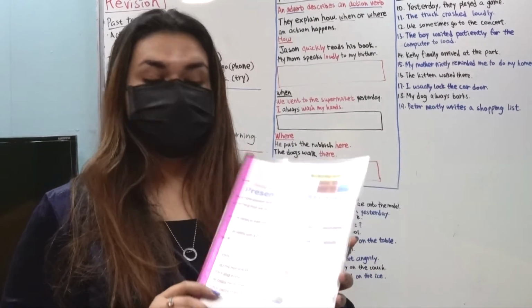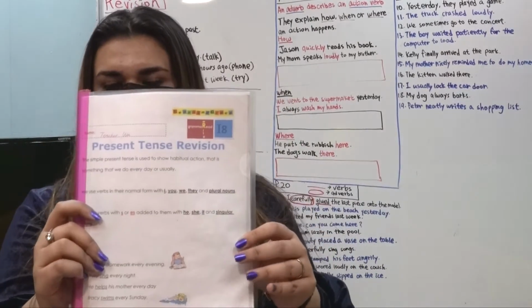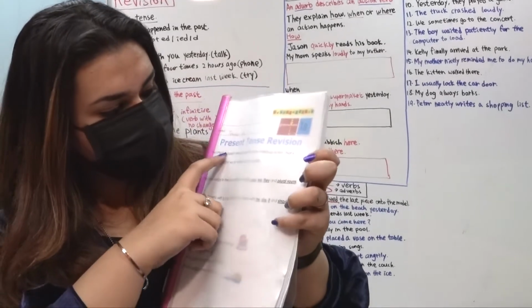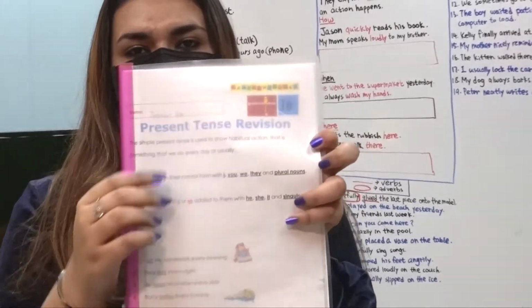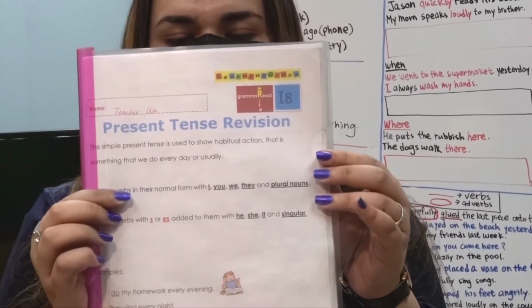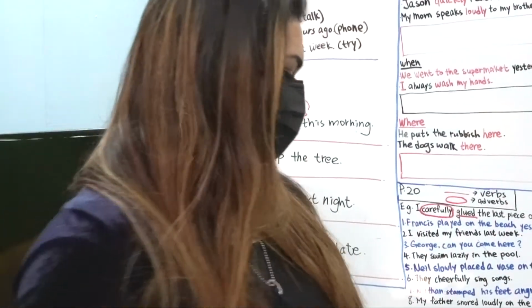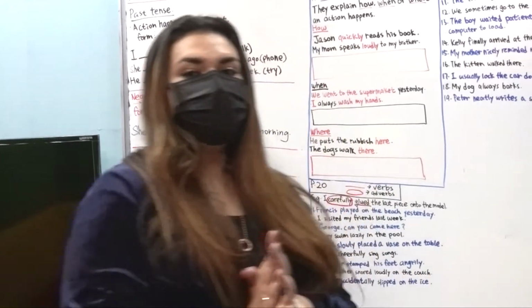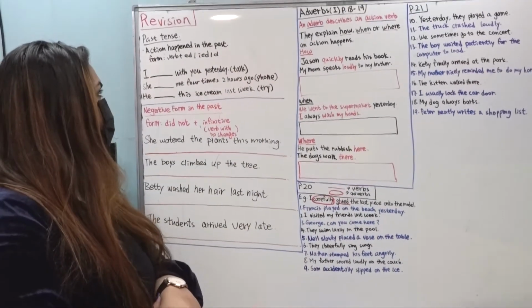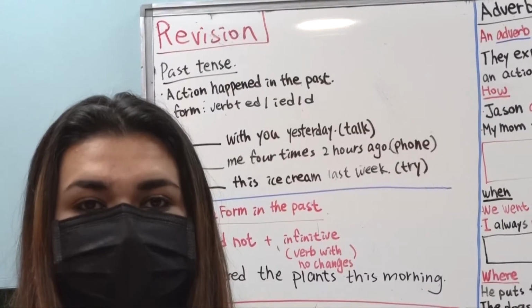Before we start the lesson, could you take out your book for me? It should be right in present tense revision. Alright? Okay, take out your book and put it on the table. So, before we start the lesson, I would like to do some revisions with you.